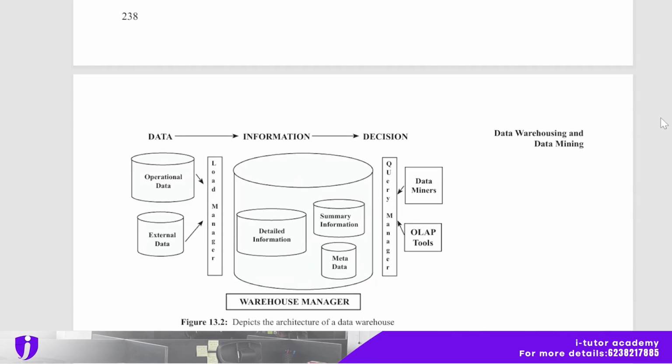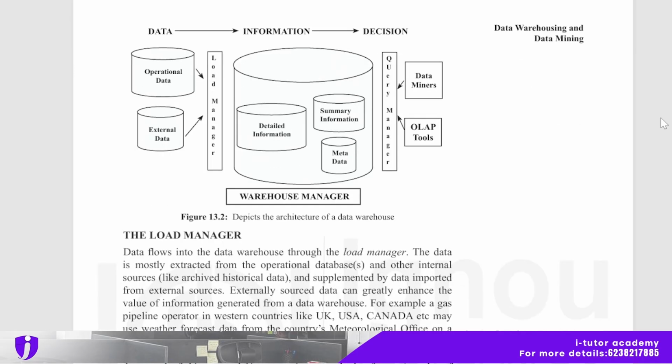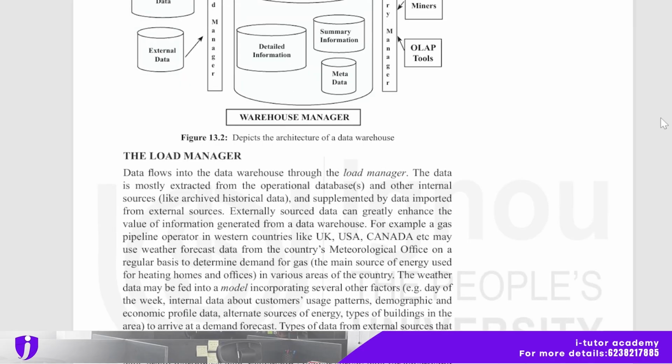And here again, there is depicted the architecture of a data warehouse. So there is data, information, decision. The load manager. Data flows into the data warehouse through the load manager. The data is mostly extracted from the operational databases and other internal sources and supplemented by data imported from external sources. Externally sourced data can greatly enhance the value of information generated from a data warehouse. So an example is here.